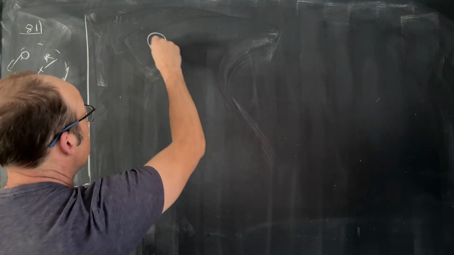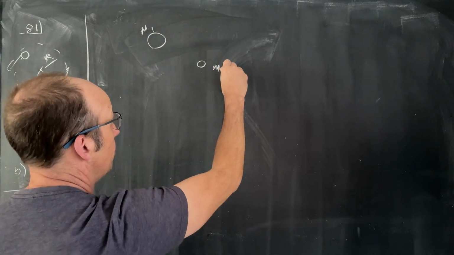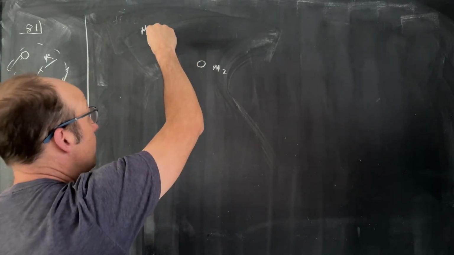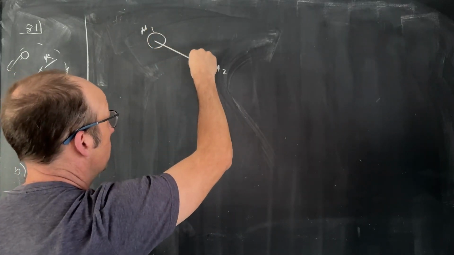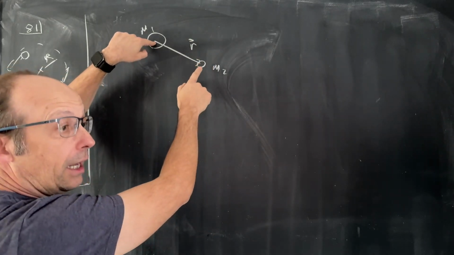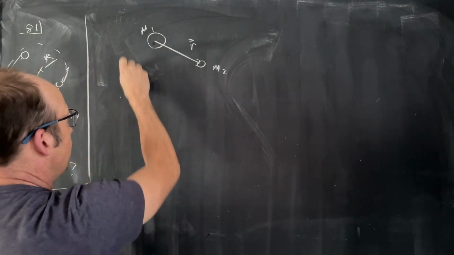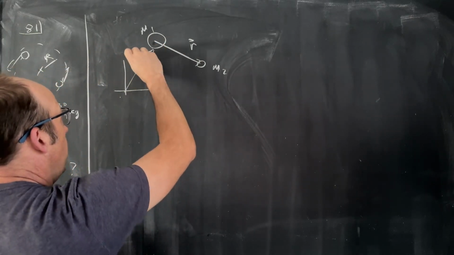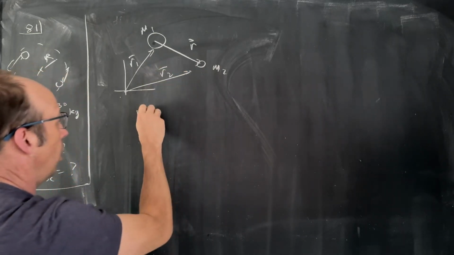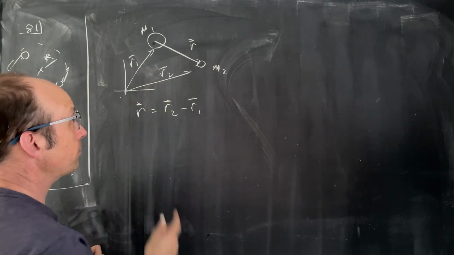So here's M1, I'll put this over here, here's M2, and I will give credit to the book, they do this right. Let's make this the vector R. So R is the vector from mass 1 to mass 2. Now, if you have the vector positions of these two, let's say this is R1, this is R2, then R is going to be R2 minus R1.